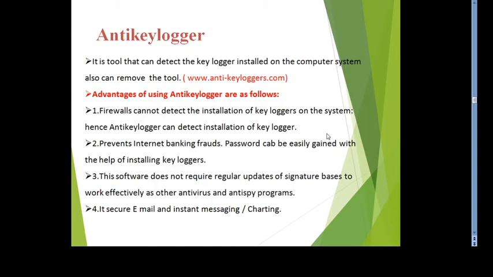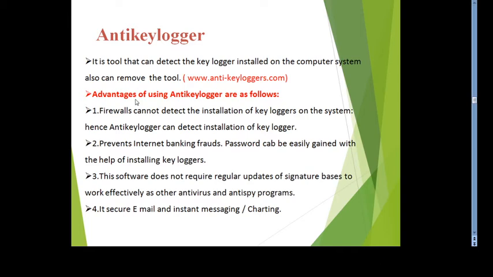So how to avoid a hardware keylogger or software keylogger? There is one solution, that is anti-keylogger. From the exam point of view, the question will be asked trickily: how to avoid hardware and software keyloggers? The answer is anti-keylogger. It is a tool that can detect keyloggers installed on a computer system and also remove them. For more information on anti-keyloggers, please visit www.antikeylogger.com.